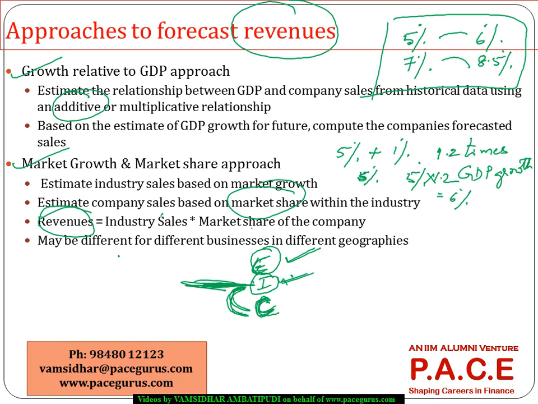So that is how we take an entry for the revenues into the income statement. I can use any other approaches also, but the most common prevalent approaches are that I look at either a direct relationship between the GDP growth and the company growth, or in the middle I bring in the industry growth and link the industry with the company using the market share kind of an approach.